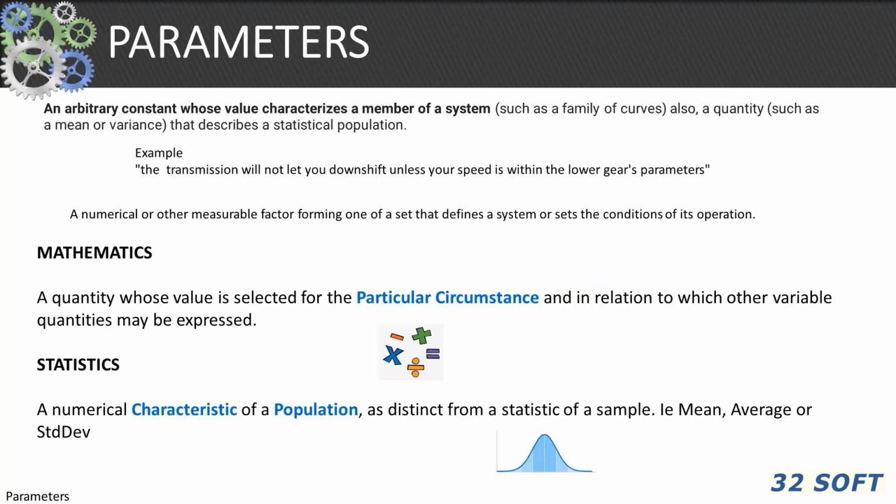A parameter is an arbitrary constant whose value characterizes it as a member of a system. It is normally a numeric or otherwise measurable factor forming one of a set that defines a system or a set of conditions for an operation. There are two types of parameters, mathematical parameters and statistical parameters.